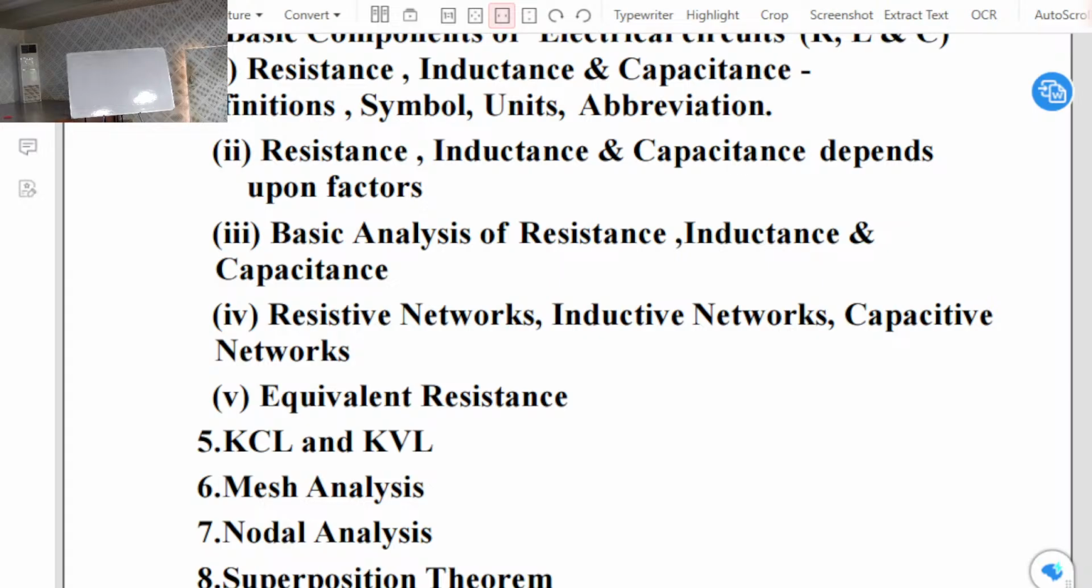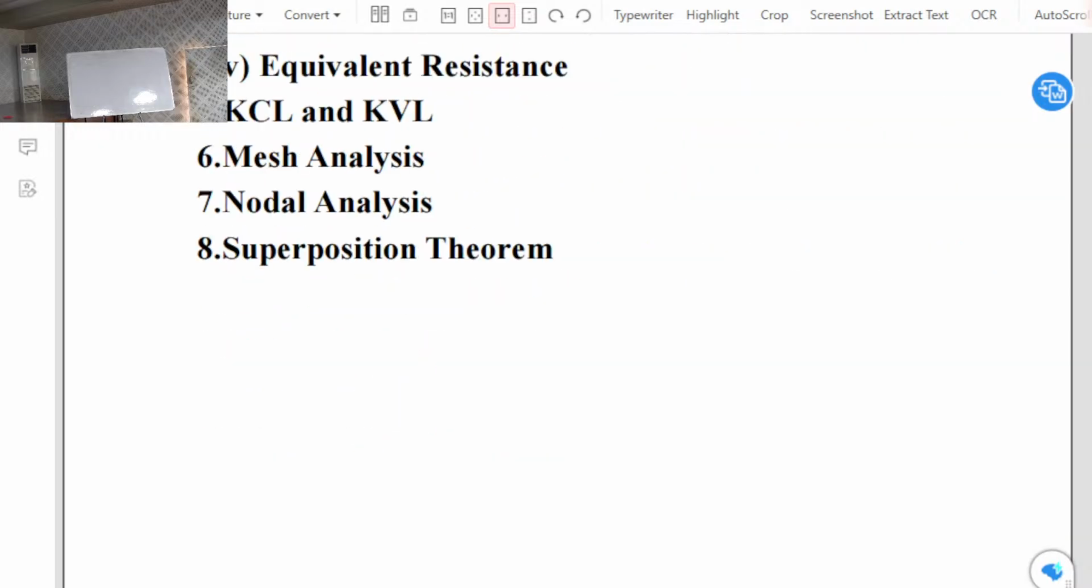The next one, fifth, is KCL and KVL. We have studied it in intermediate, but we will explain it very clearly, how KCL and KVL are presented in the network. Next, mesh analysis problems, nodal analysis problems, and superposition theorem problems. So these 8 topics will complete DC circuits. Clear? These are the 8 topics.